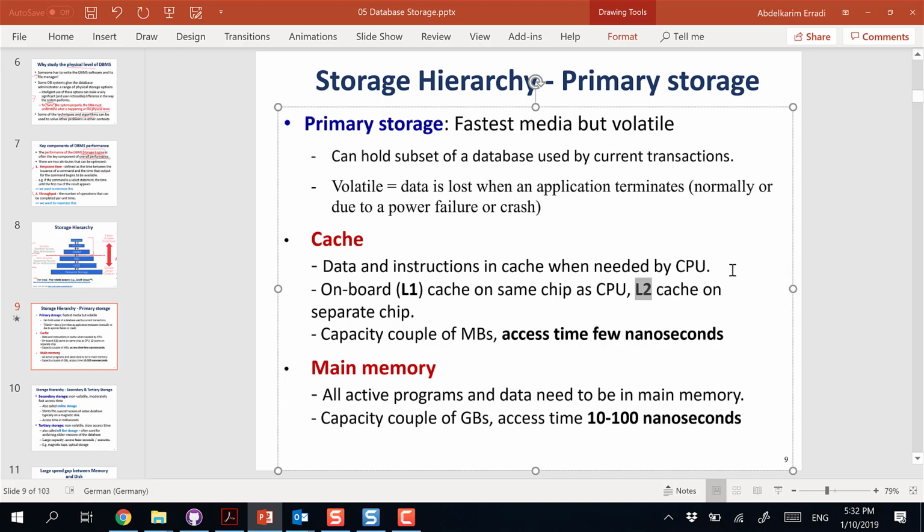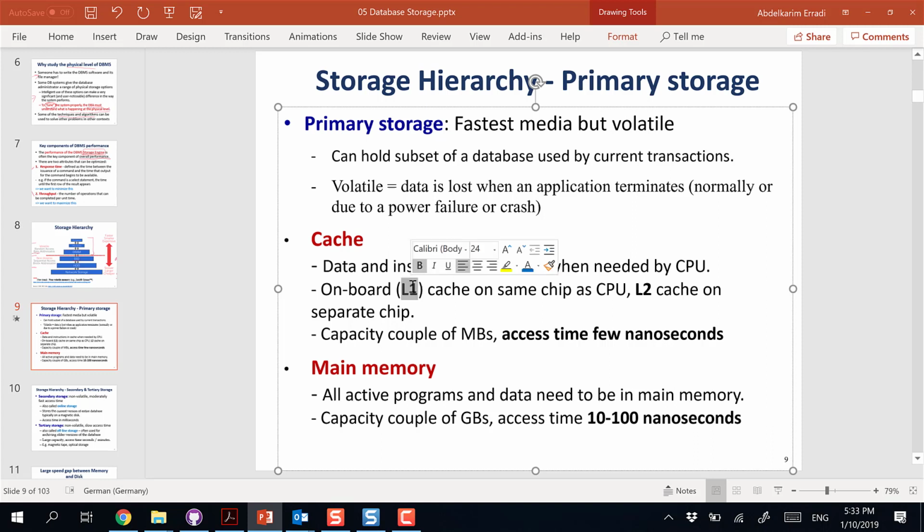So for cache memory, even when we want to buy, let's say, a laptop or something, you might see this in the specification of the device you want to buy. So you will find L1 cache and L2 cache. Those are memories, super fast, but very limited capacity. Capacity is usually measured in megabytes, and the access time is a fraction of nanoseconds to nanoseconds. Super fast, but the capacity is very, very small.